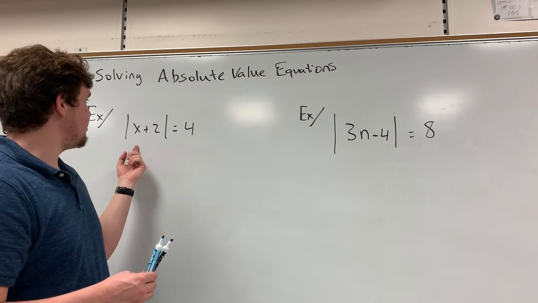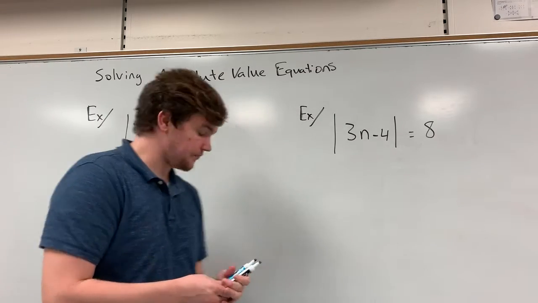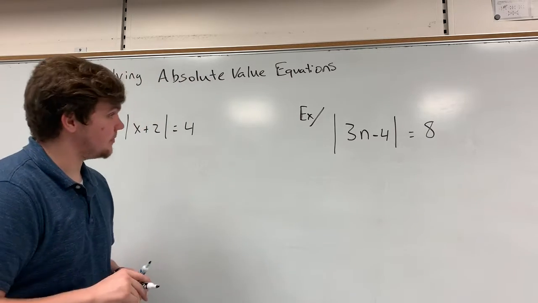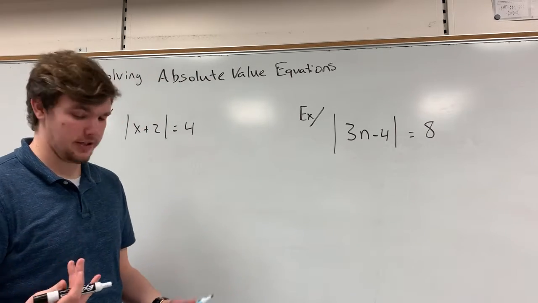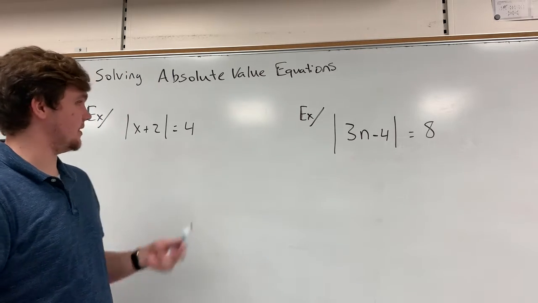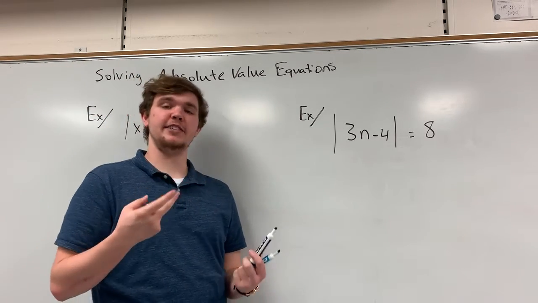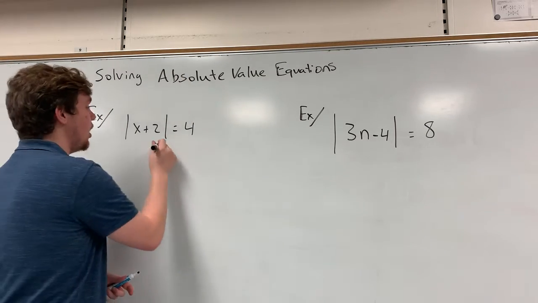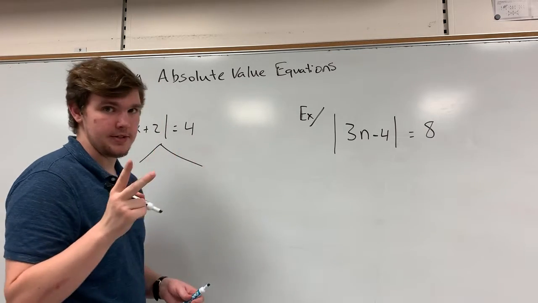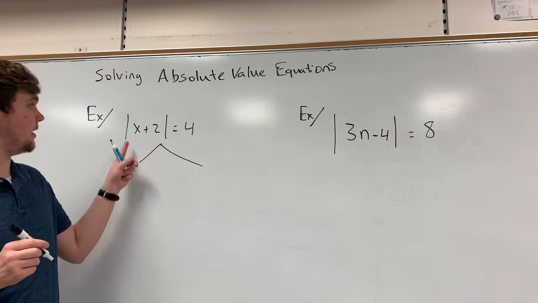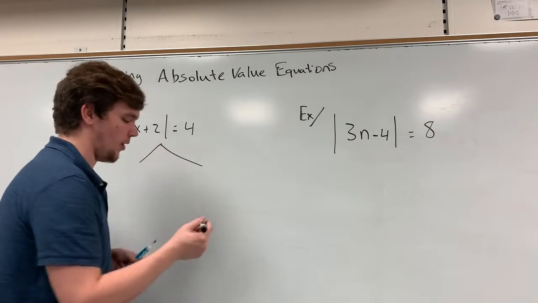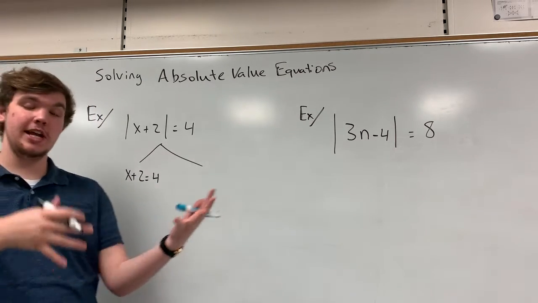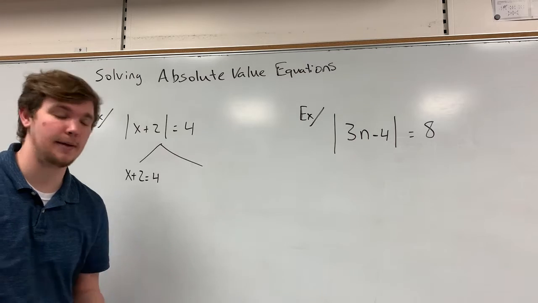So if I have this absolute value of x plus 2 equals 4, remember I'm going to get two different answers. I first recognize, hey, this is an absolute value equation. Since I need two answers, I'm going to have to split it into two different equations. My first equation is just x plus 2 equals 4. I really just take away the absolute value bars and everything else stays the same.